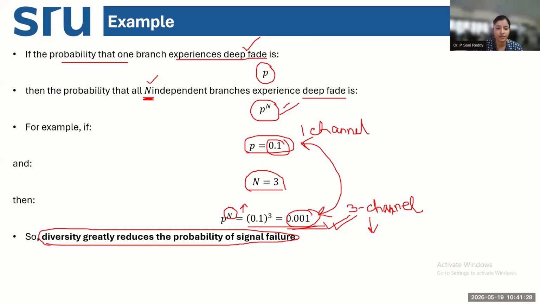So this example is one of the best examples to understand why we need the diversity technique, and how the diversity technique using n channels, or multiple channels, is able to handle the fading effect, so that the probability of signal failure or signal loss due to fading can be reduced. This is the best example to understand the requirement of diversity in your signal communication.